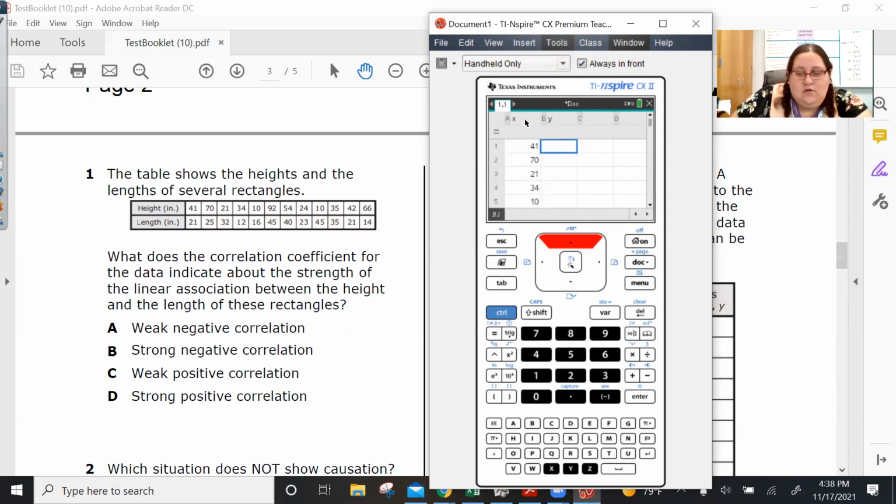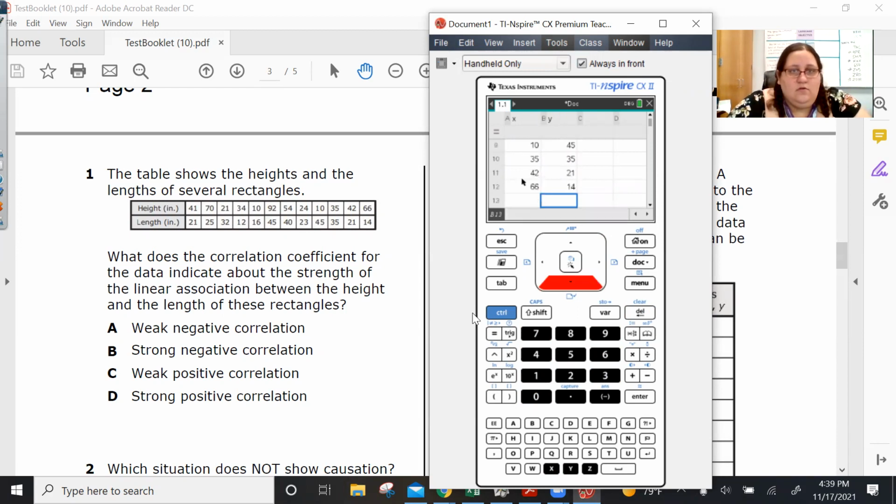Now you have to go all the way back up to row 1 and start typing in your Y values: 21, 25, 32, 12, 16, 45, 40, 23, 45, 35, 21, and 14. So let's make sure I typed in all that right. 14, 21, 35, 45, 23, 40, 45, 16, 12. Yep, I got it all in there.